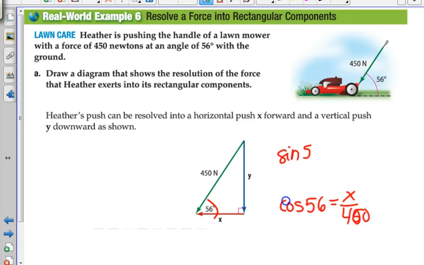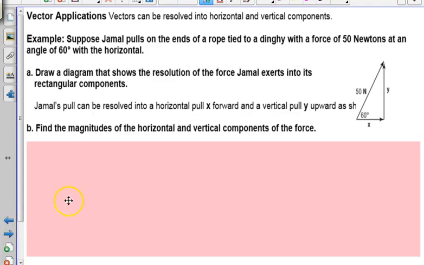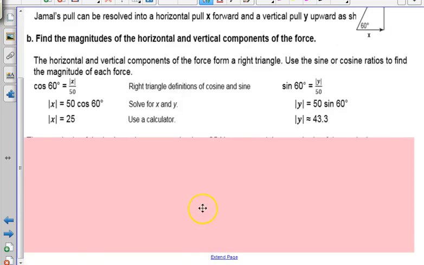And sine is... okay. Now, both of those are going to be positive. So it has this many newtons in an X direction and this many newtons in a Y direction. You have this example. Suppose Jamal pulls on the end of a rope tied to a dinghy with a force of 50 newtons at an angle of 60 degrees. And then it says, show the resultant X and Y magnitude and vertical components of the force.